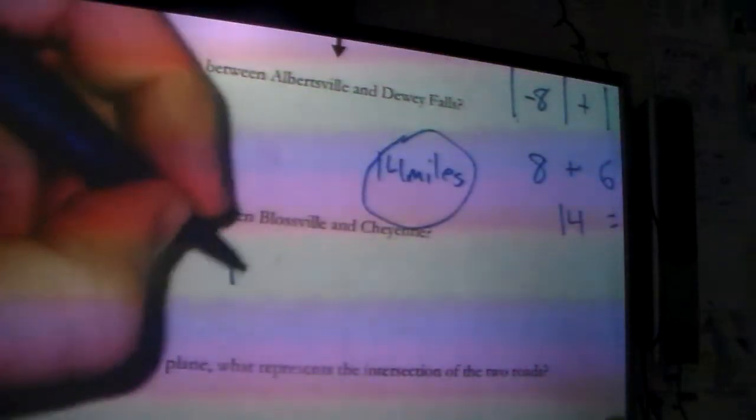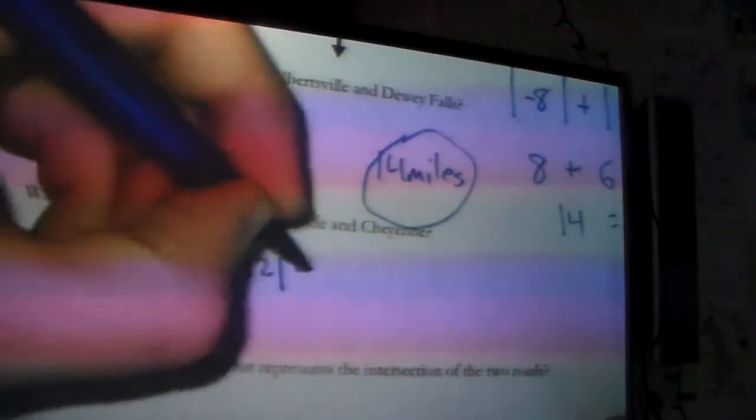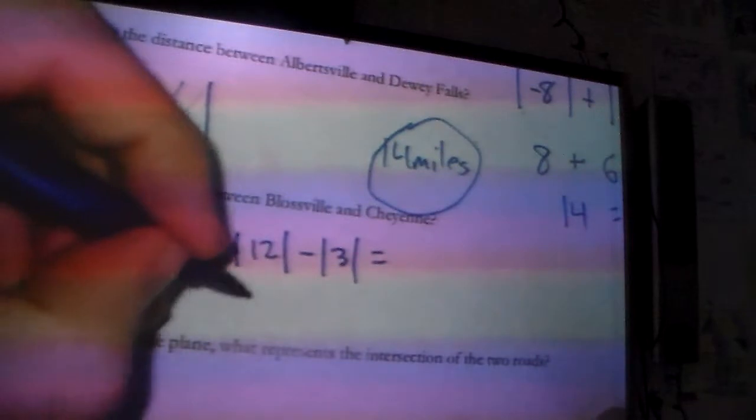So I'm going to take the absolute value of 12. I'm going to subtract the absolute value of 3. Absolute value of 12 obviously is 12. Absolute value of 3, obviously 3. So we end up with 15 miles. Sorry, not 15. That's what we said it wasn't. 9 miles. So they are 9 miles apart.